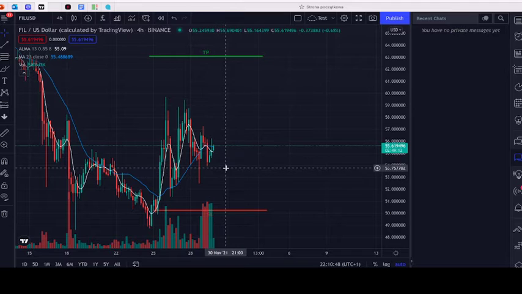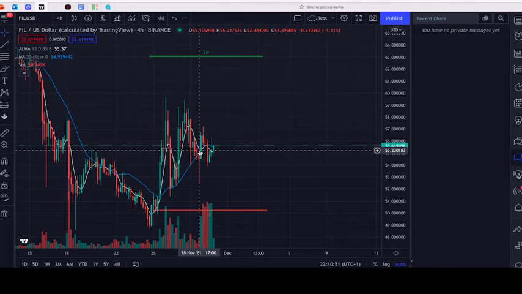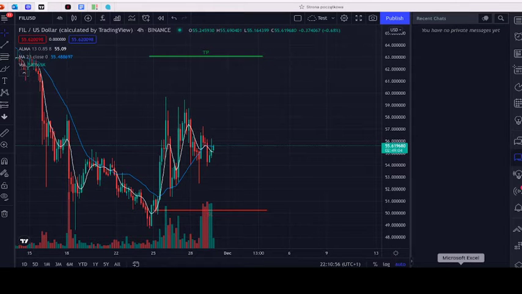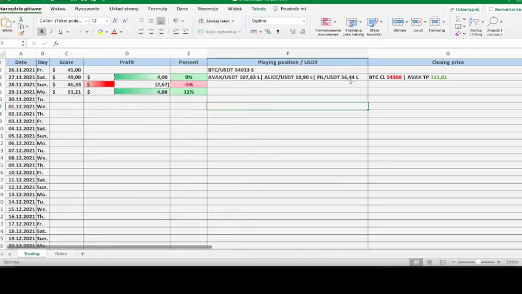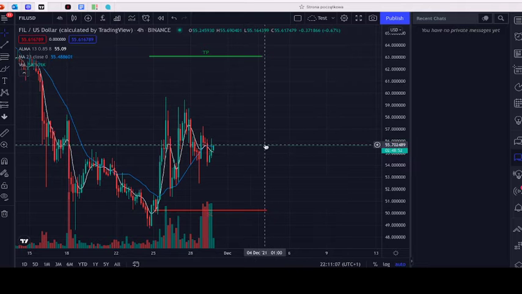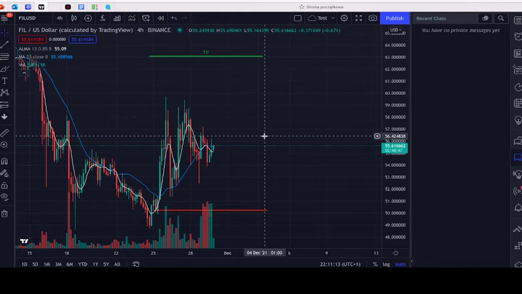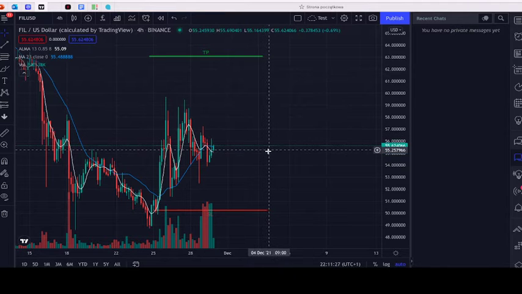As you see, we opened the position on 56. Let's check our Excel file. Fill 56.44. So here's our entry. Still far. Here was almost on the entry, but we go back.